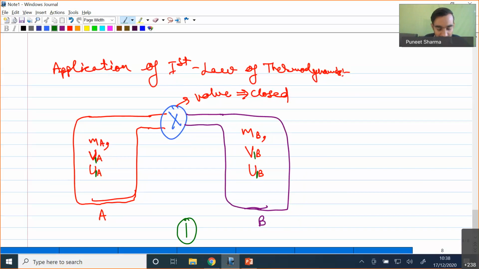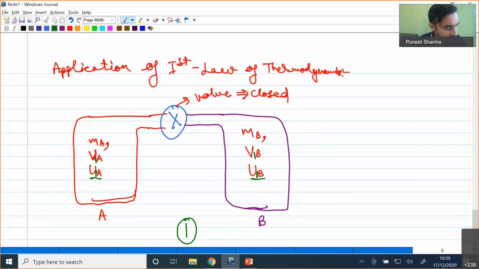Initially the temperature also can be different, because the internal energy content is different. So the overall state of the system is state 1. Corresponding to state 1, for the first container I have U1A as the parameter, and for container B the parameter is U1B. And U1A and U1B are completely different, they are not the same.